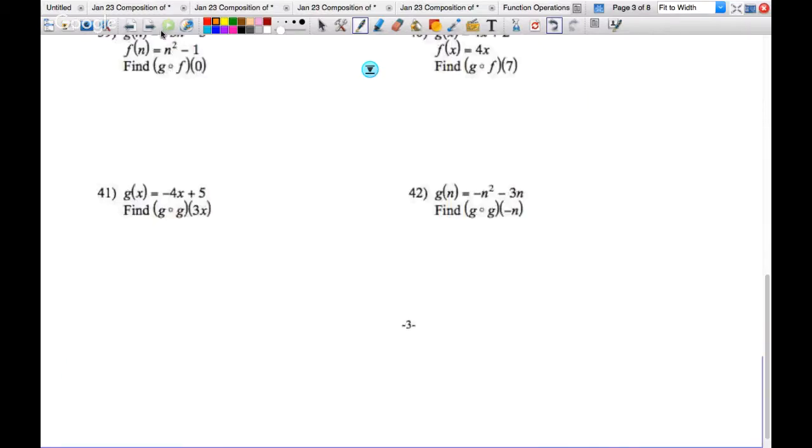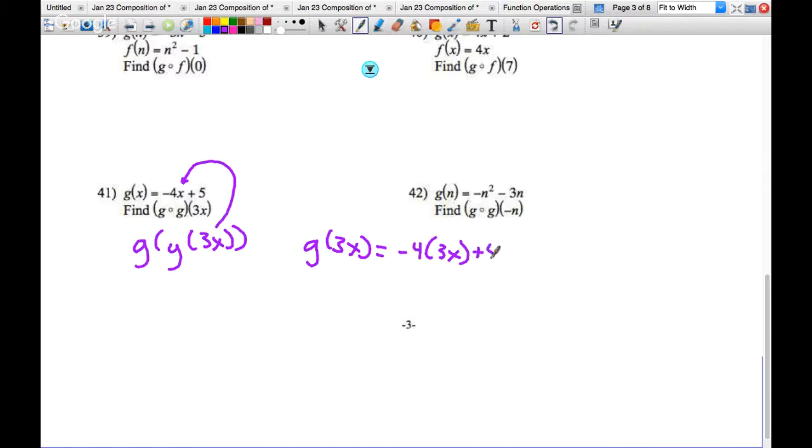Let's do 41 real quick. G of 3x. I can write that as G of 3x with parentheses like that. So what I do is I plug 3x in for this x here. So I can evaluate G of 3x equals -4 times 3x plus 5, which equals -12x plus 5. And now I can do G of 3x is G of that whole expression there.